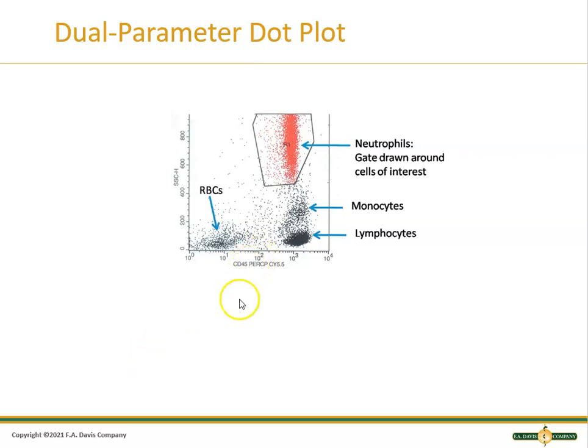So in this particular one that you're looking at, this dual plot, there's an x-axis and a y-axis, okay? And so what they're getting is lysed whole blood, so there's no red cells, so that's why they're down here. And it's actually showing you where the red cells are, where the lymphocytes are, where the monocytes are. And then in the red is the neutrophils.